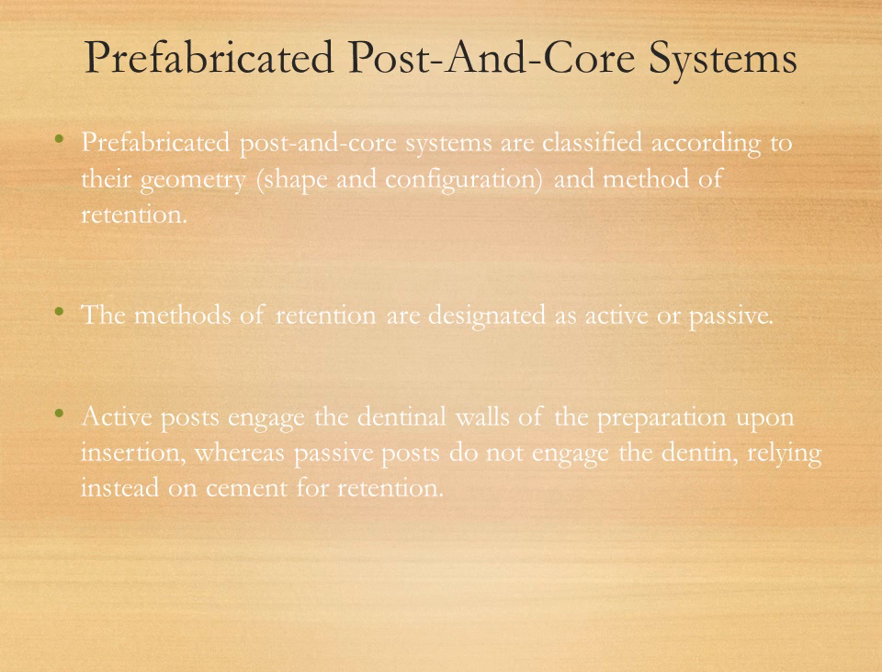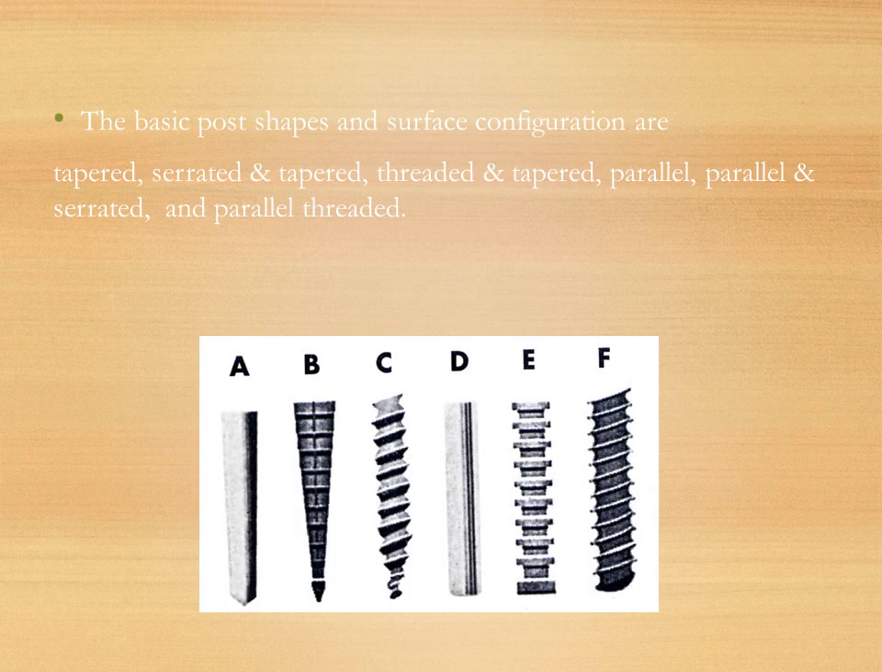So the chances of failure or fractures of these roots were very high, which is why nowadays we have all shifted to the passive prefabricated posts. We no longer use or encourage the active posts. These are the various designs which were available. We had the tapered, the serrated and tapered, the threaded posts, the parallel posts, the parallel and serrated, and the parallel and threaded. What we prefer now is the parallel and tapered.